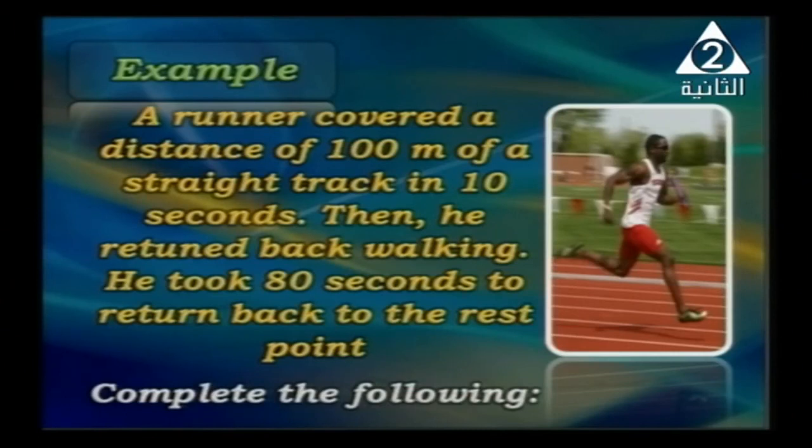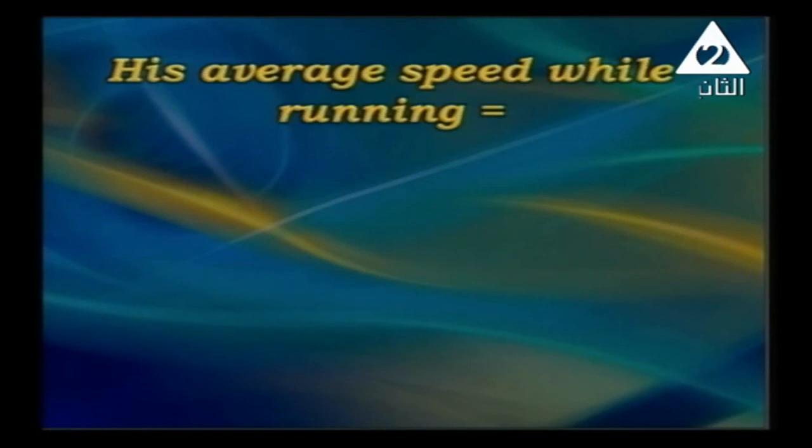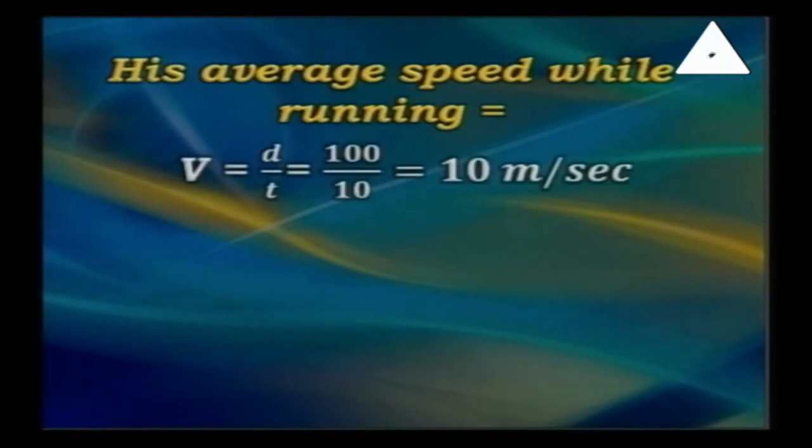A runner covered a distance of 100 meters on a straight track in 10 seconds. Then he returned back walking. We have running and walking. He took 80 seconds to return back to the rest point. Complete the following. Number one, his average speed while running: V equals delta D divided by T, 100 divided by 10 equals 10 meters per second.